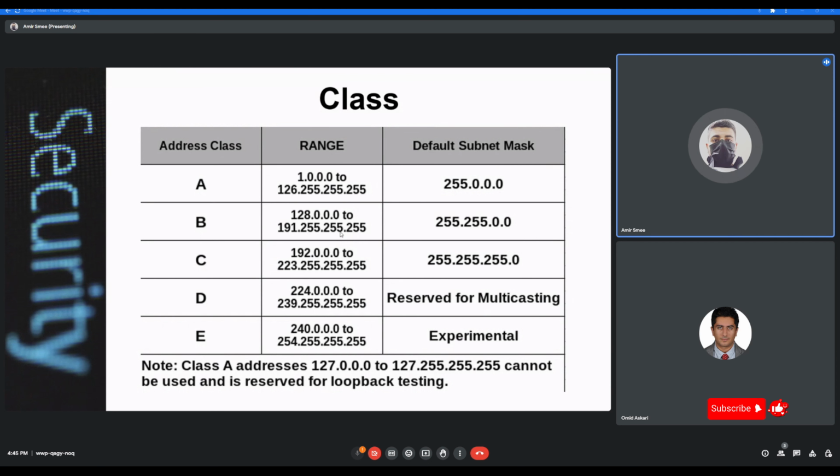If the first octet is between 192 and 223, it's in class C. If the first octet is between 224 and 239, it's in class D. And lastly, if the first octet is between 240 and 254, it's in class E. In the real world, we use the first three classes for addressing. It means we use classes A, B, and C, because classes D and E are used for research work in the lab or multicasting.